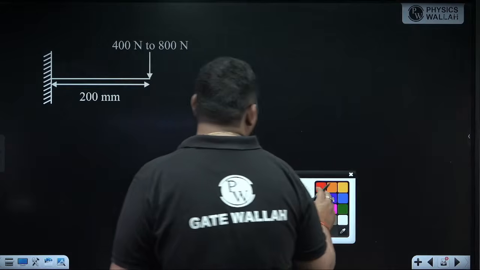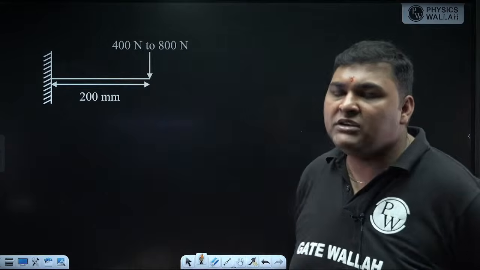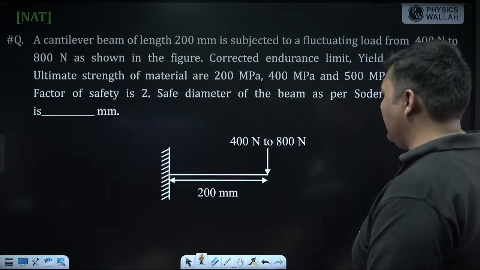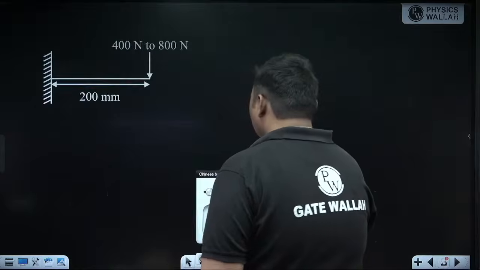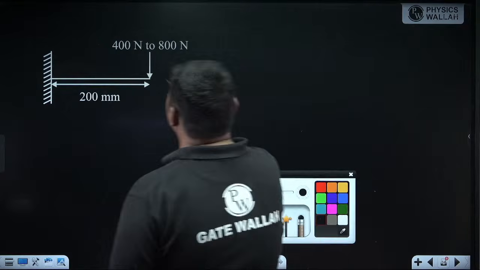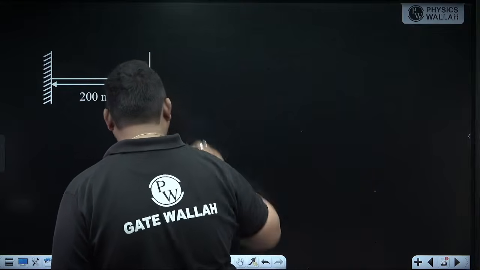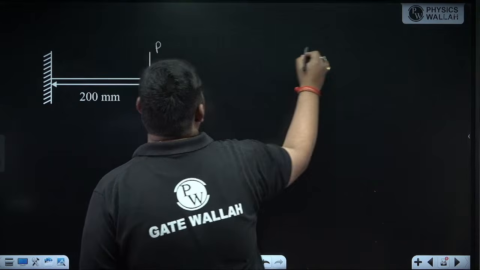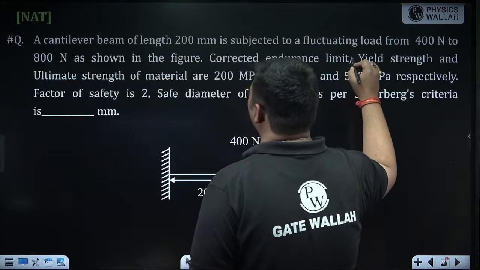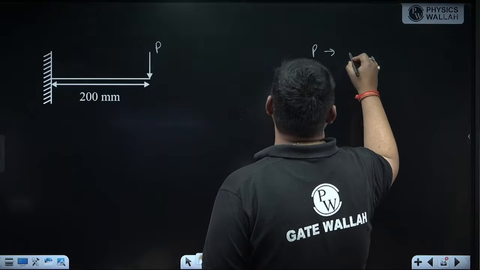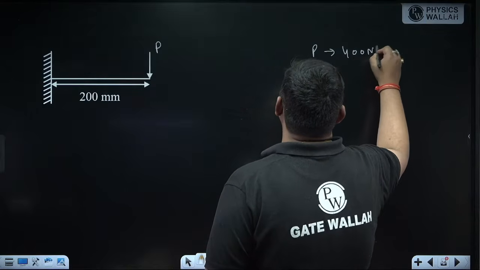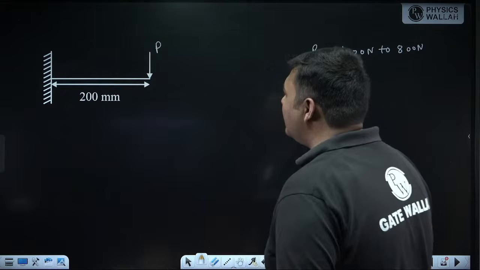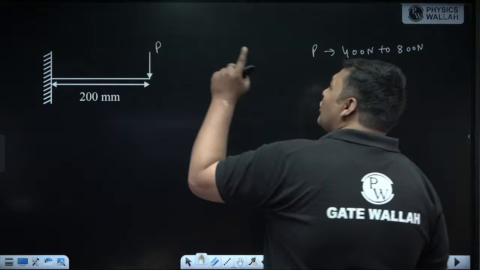Now in a fluctuating stress condition, always first find the amplitude stress and mean stress at the critical point. But first I am writing the given data. See what I will do: this load is fluctuating, but to find the stress at the critical point, suppose I am considering this load as P. Actually it is fluctuating from 400 Newton to 800 Newton. But first consider this as a static load just for calculation, and in terms of P we will find the stress at the critical point.